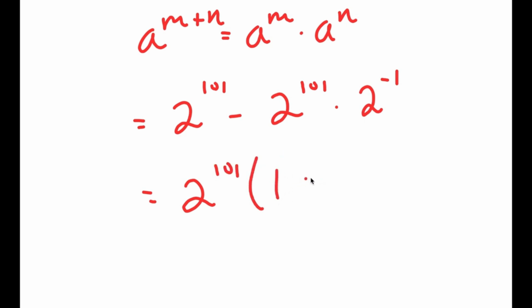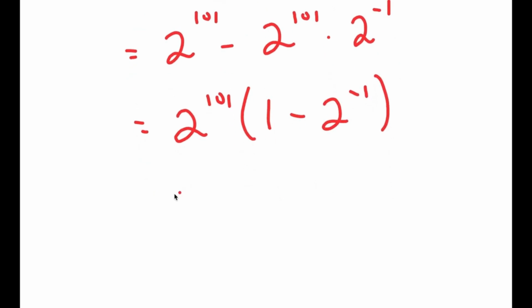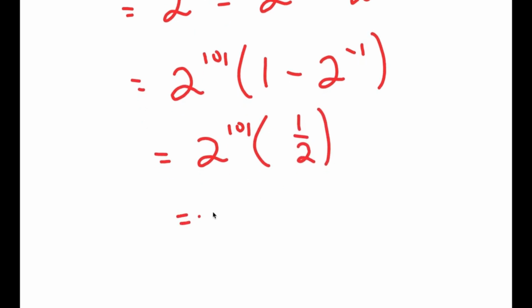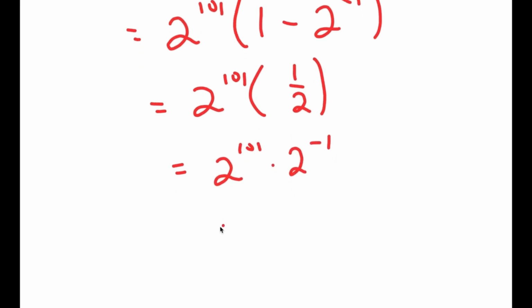101 times 1 minus 2 to the power of negative 1, which is equal to 2 to the power of 101 times 1/2, which is equal to 2 to the power of 101 times 2 to the power of negative 1, which is equal to 2 to the power of 100. So that's the second method of solving this problem.